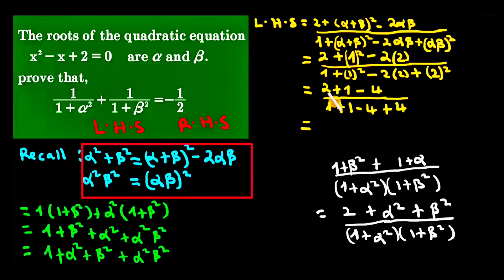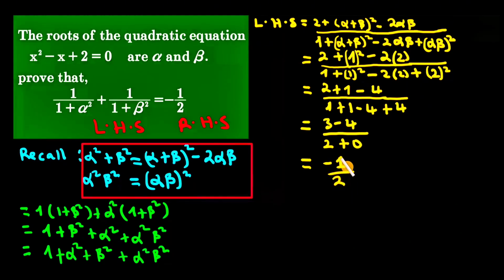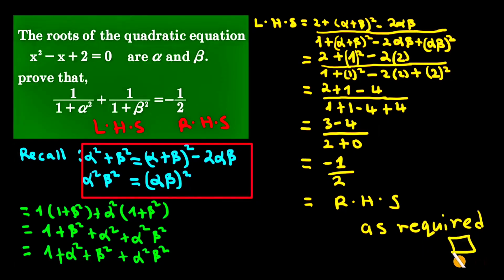Now here at the numerator I'll have 2 plus 1 is 3, so I'll have 3 minus 4. 3 minus 4 all over 1 plus 1 is 2. Minus 4 plus 4 is 0. So I'll have 2 plus 0. Now 3 minus 4 is minus 1. 2 plus 0 is 2. And you see, this is negative half, which is equal to the right hand side of this equation, as we are required to prove. So here the proof ends.